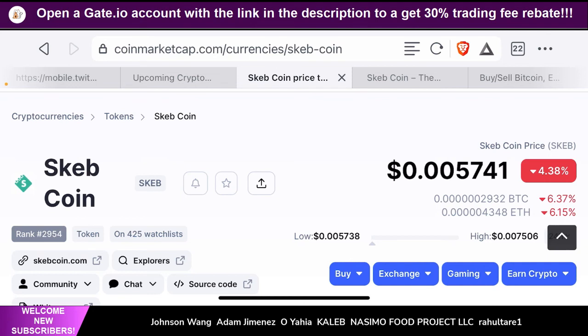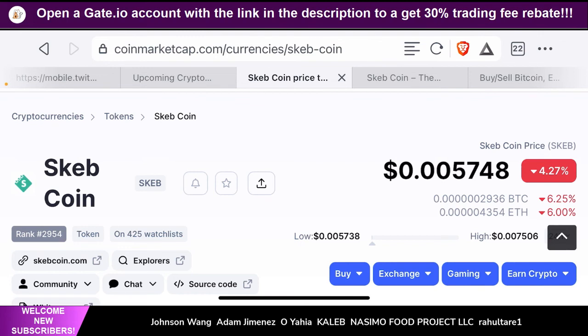But if the burning mechanism does continue in the future, maybe in the next 3 to 5 years from now, we can see this token being potentially deflationary if a lot of people start getting their attention onto this token. But for now, it's still in the early stages, and I would consider this to be a risky asset with a high potential gain opportunity, right?